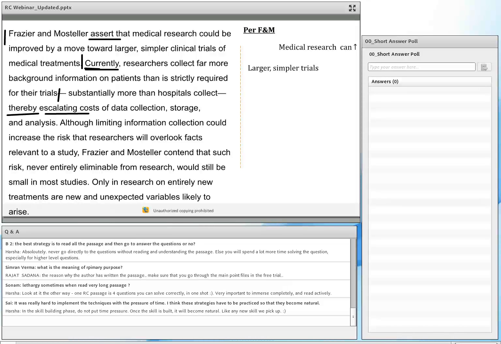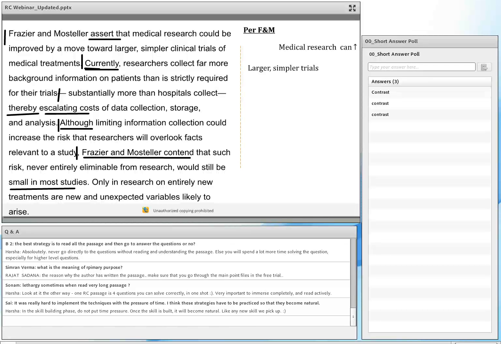Okay. Then the author says, although. What is although? Although means a contrast word. It could mean that going in another direction. Limiting information could increase the risk that researchers will overlook facts relevant to the study. This part is also what the author says, okay, I agree that this could happen. Okay, FNM contend, again, the author is giving credit to FNM, that such risk, never entirely eliminable from research, would still be small in most studies.